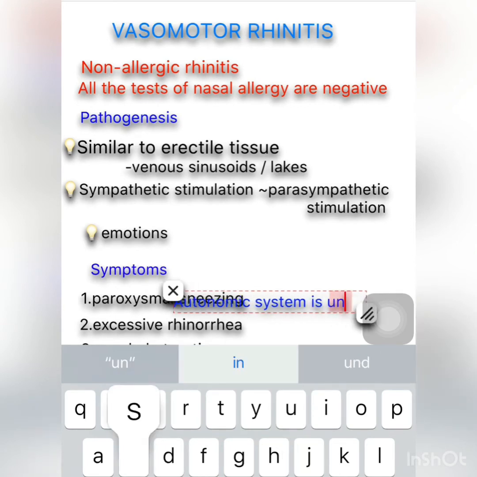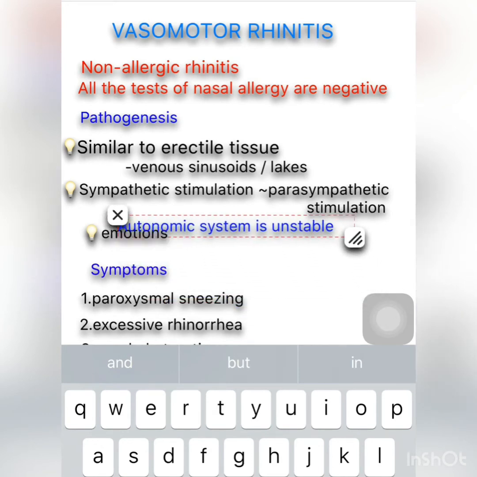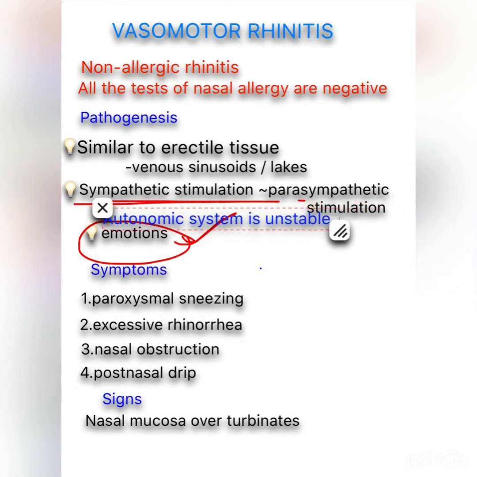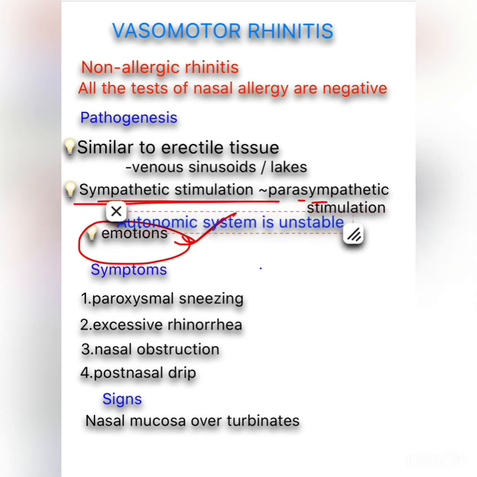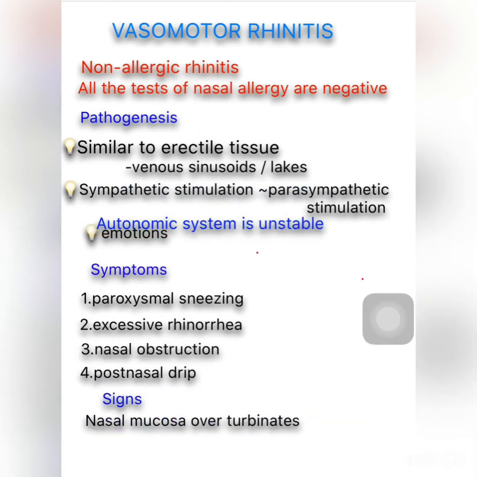We all know that the autonomic nervous system is under the control of the hypothalamus, and therefore I have written another point here, that is emotions. So emotions play a great role in vasomotor rhinitis. Three points to remember in the pathogenesis of vasomotor rhinitis are that it is similar to rectal tissue, the importance of sympathetic and parasympathetic stimulation, and the main point that the autonomic system is unstable. Because of this instability, and since the autonomic system is under the control of the hypothalamus, emotions also play a major role in pathogenesis.